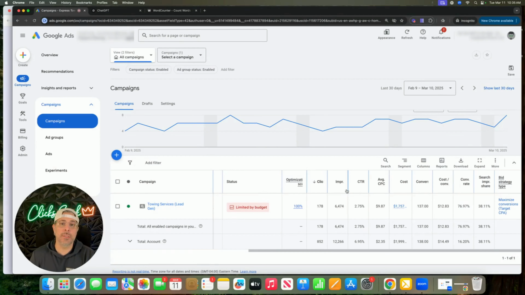The next piece of this is negative keywords, okay? If you're going to set up a campaign with max clicks and you have your high intent keywords, that's half the battle.